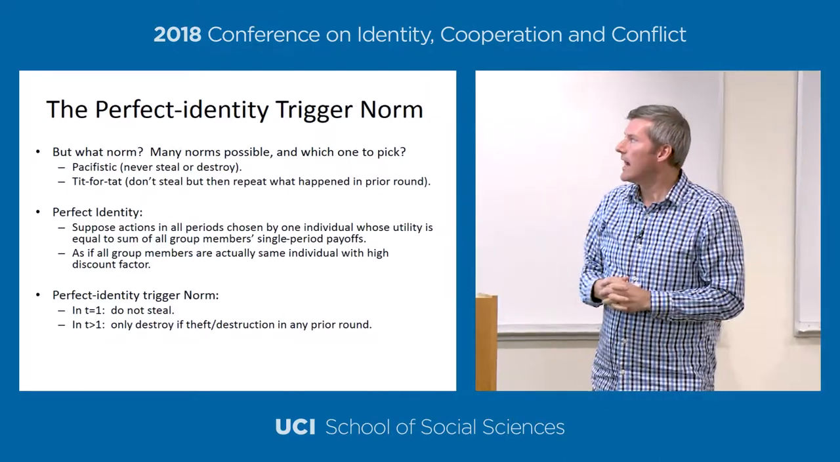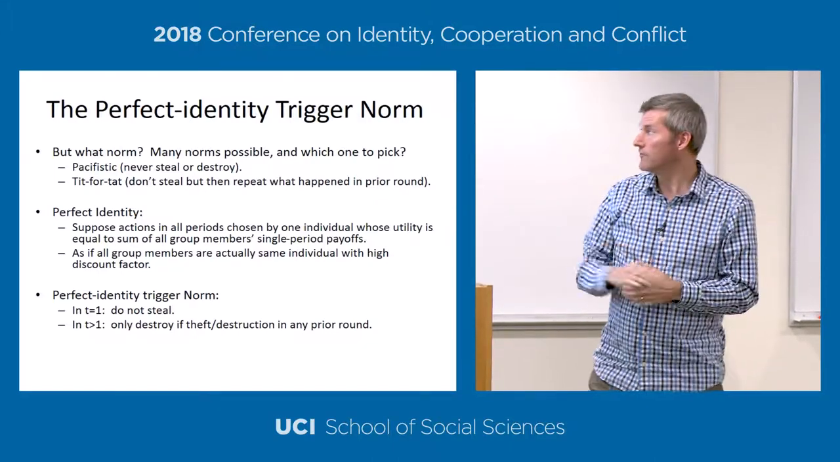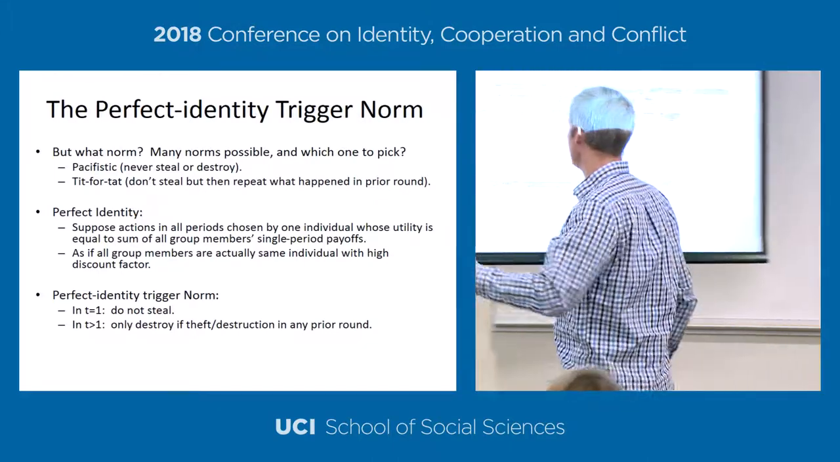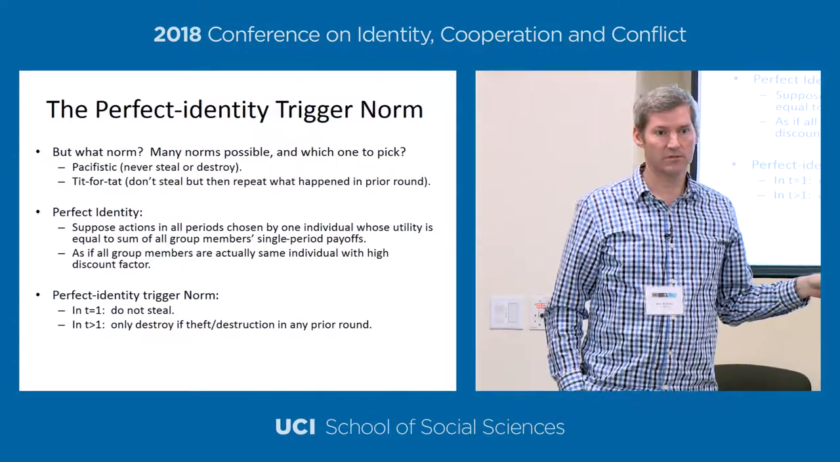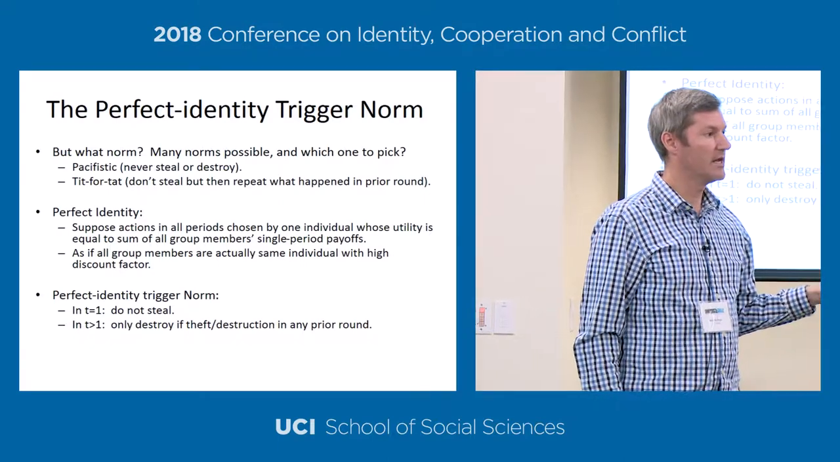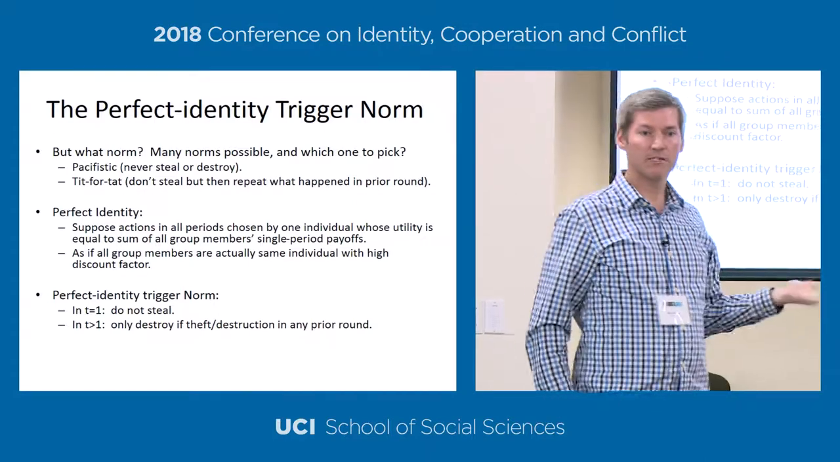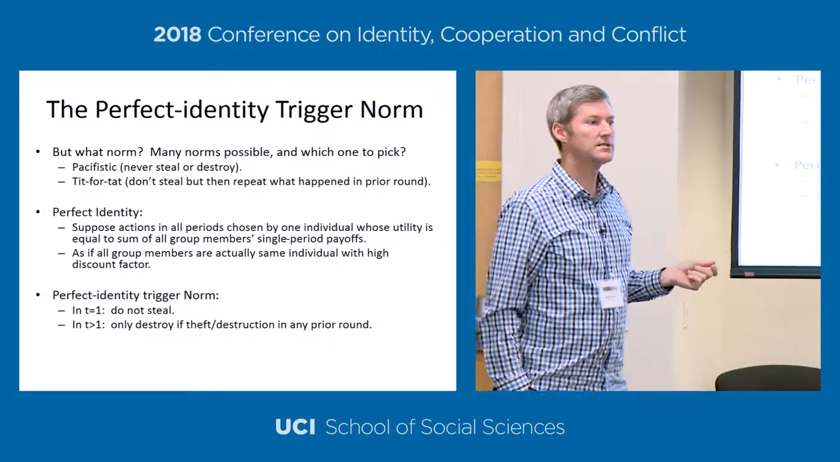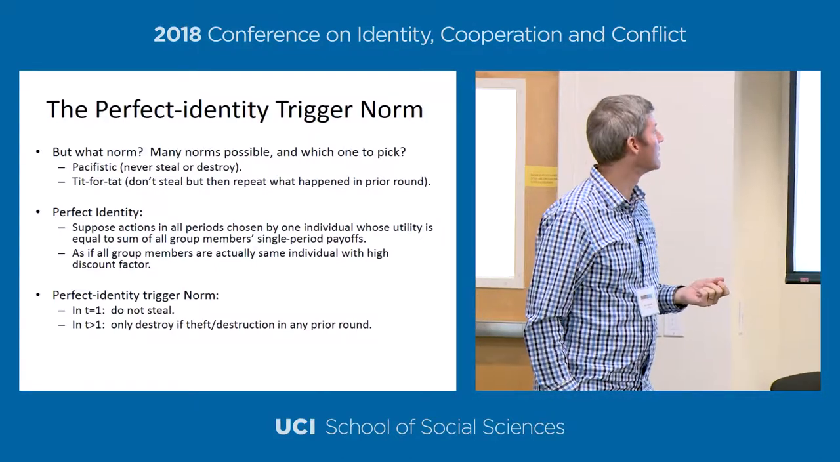And so there are lots of different norms that could be operative in a group. So for example, you could have a group that has a pacifistic norm. That group says you should never steal if you're the first person in the first round, and you should never destroy if you're the first mover in any subsequent round. Okay, that's a perfectly reasonable type of norm that could be operating in a group.